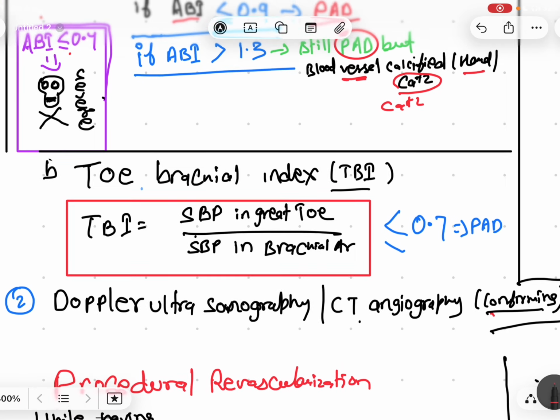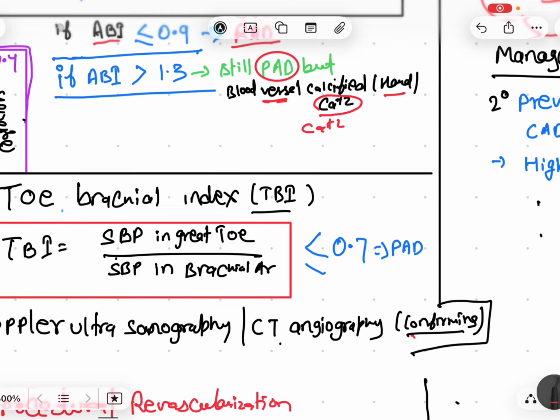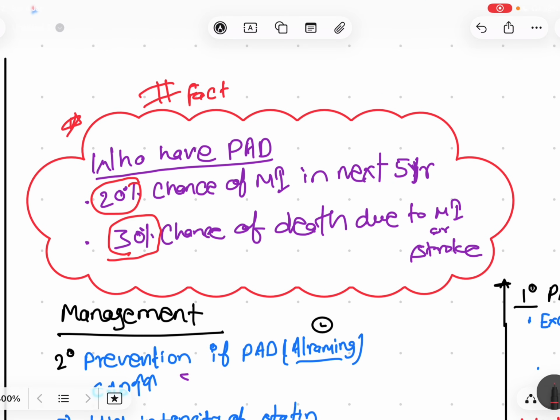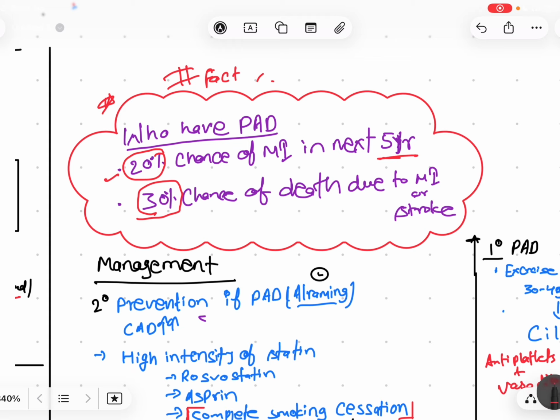After these, the next prioritized steps are Doppler ultrasound sonography, and similar to it, CT angiography, just for confirming PAD. As we go to management, I have to discuss a fact. If a person has PAD, there is a 20% chance of myocardial infarction in the next 5 years, and a 30% chance of myocardial infarction or stroke. It's so severe, you can remember this as a fact.